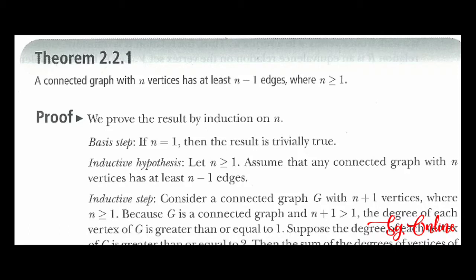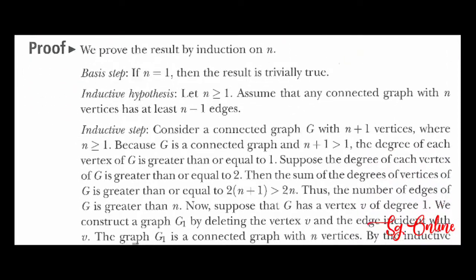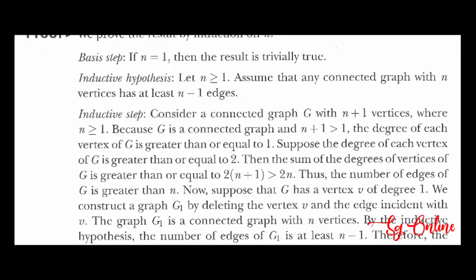And then we start with induction with the inductive hypothesis that the result is true for all n vertex connected graphs, that each has at least n minus 1 edges. So we first note that since the basic step is completed with n equal to 1, now we have considered n greater than or equal to 1. n plus 1 is greater than 1, and so there are at least 2 vertices. Since it is a connected graph, there cannot be any vertex of degree 0.